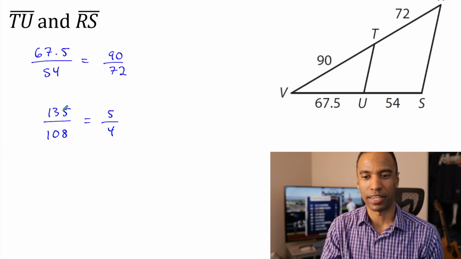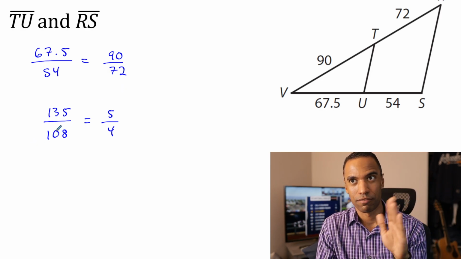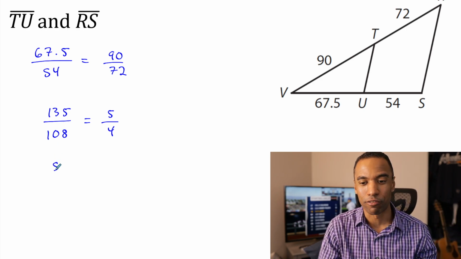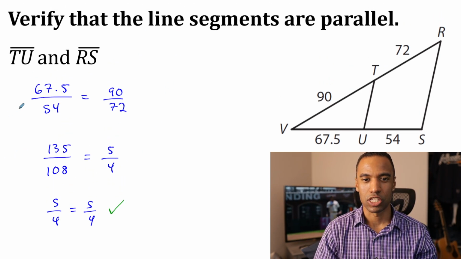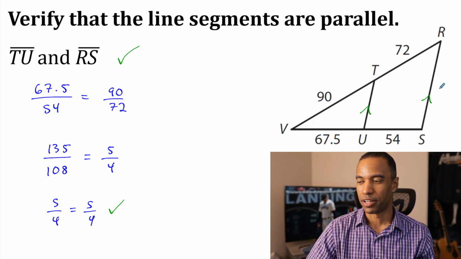What can I divide these by, guys? I think 27. 27, 50. Yes. If I divide these by 27 over 27, I do get 5/4. You can kind of take my word for that. 5/4 equals 5/4. Confirmed. Once again, those split sides are proportional, guys. So yes, these lines are indeed parallel to each other.